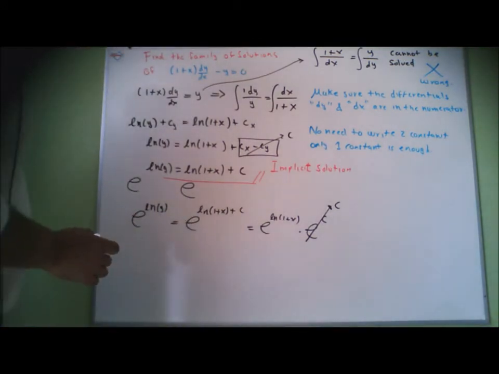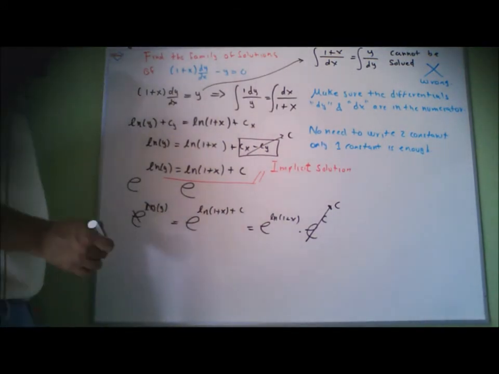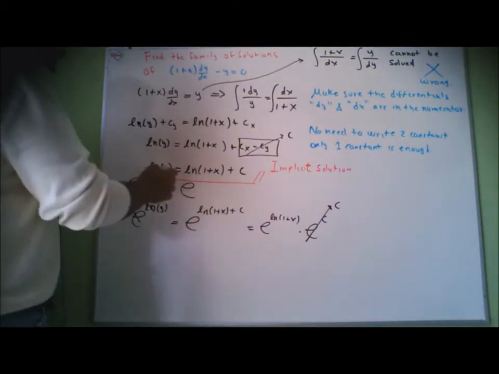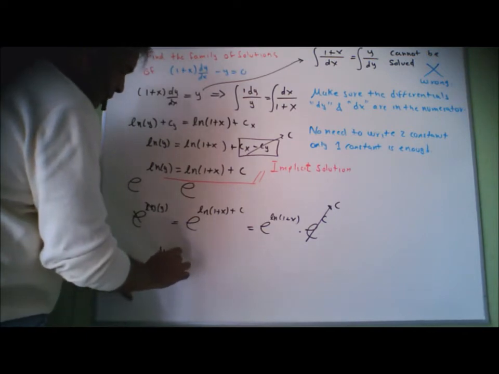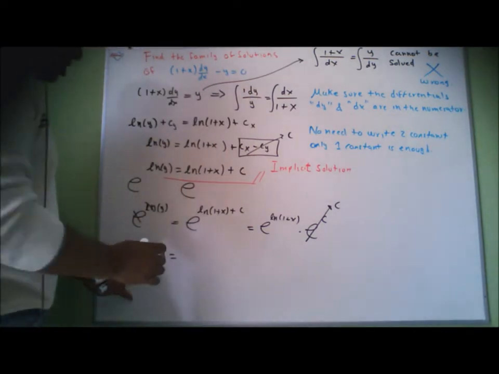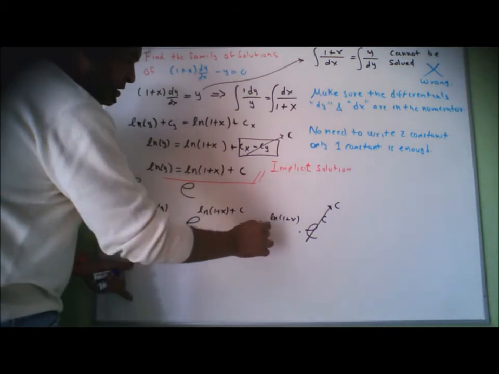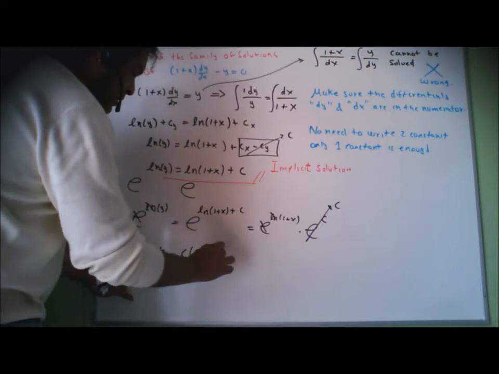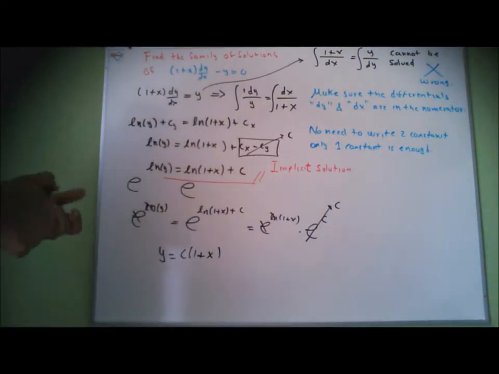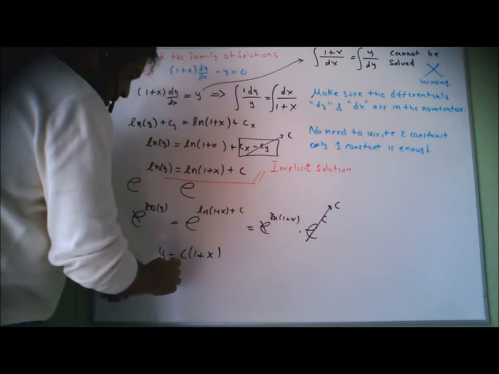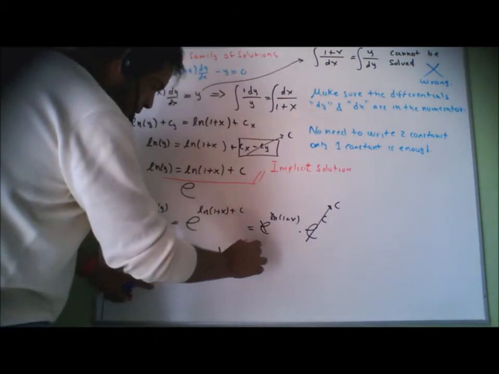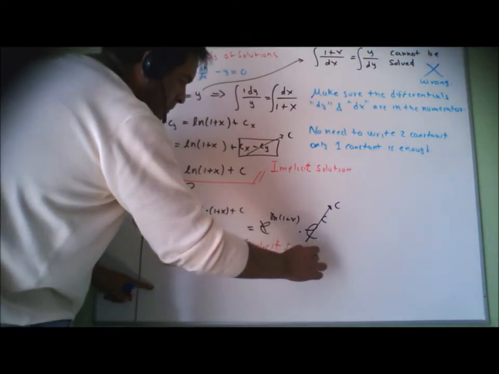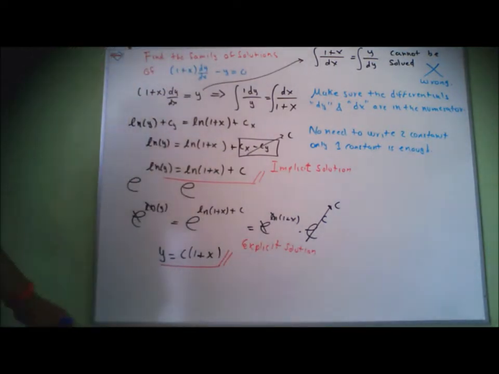Right now, the exponential and the natural logarithm cancel. That is why we apply the exponential, because they are opposite operations. So they cancel, and here you have y equal to the constant, and here this exponential and this natural logarithm cancel, so it's going to be 1 plus x. Now here is the explicit solution, and this is the solution we are going to look for.